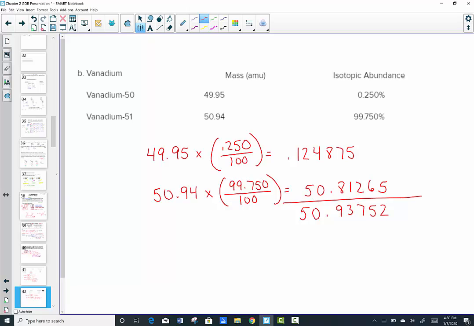All right, welcome back. I was working alongside you. We've solved the first row, taking the atomic mass unit of isotope 1, vanadium 50 is what that element is called. Vanadium has the elemental symbol V. We found 0.124875. The AMU times the second percent abundance gave us 50.81265, and I summed the two isotopes to find 50.93752. I have to consider sig figs as my final operation. I need to round up, so 50.94 atomic mass units.